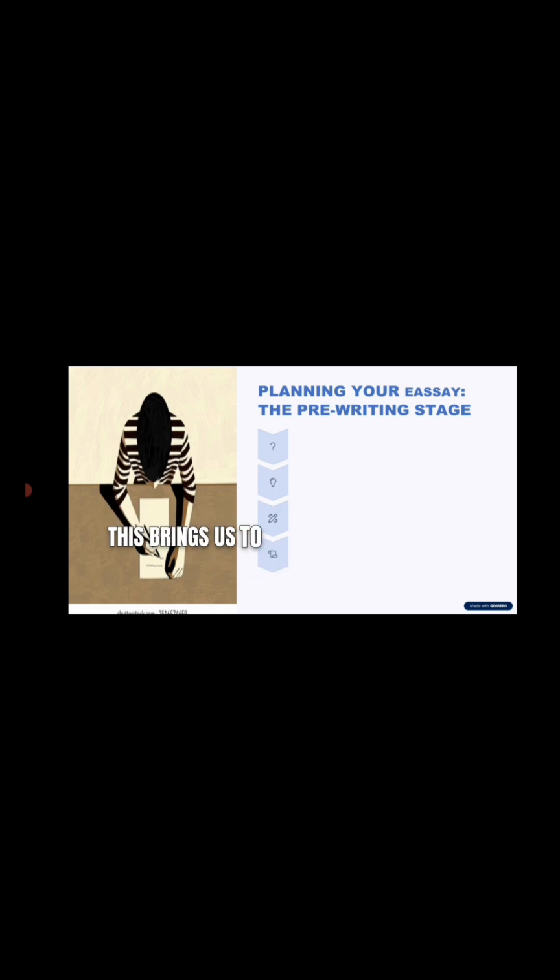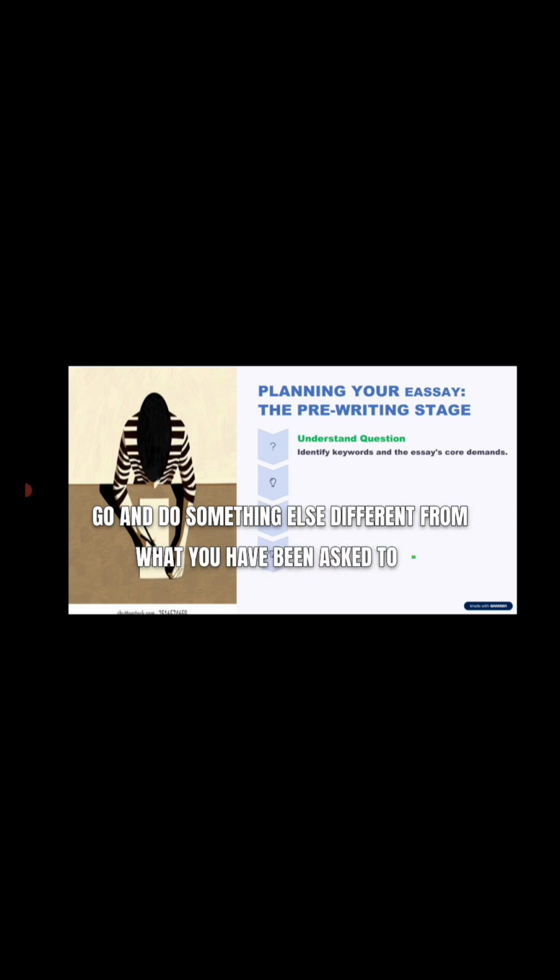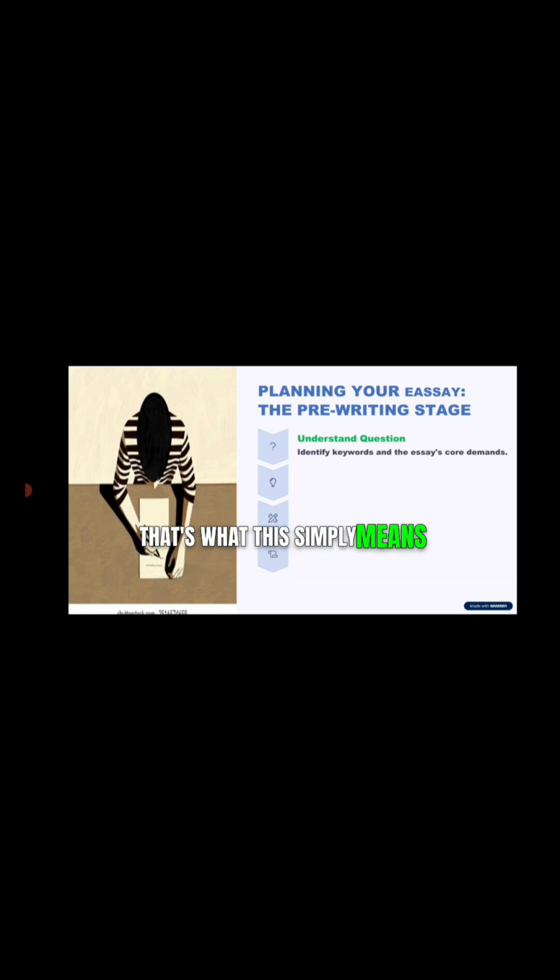This brings us to planning your essay, the pre-writing stage. Number 1, understand the question. This you will be able to do by identifying the keywords and the essay's core demands. You should know exactly what you are asked to discuss so that you do not go and do something different from what you have been asked to do. That's what this simply means.